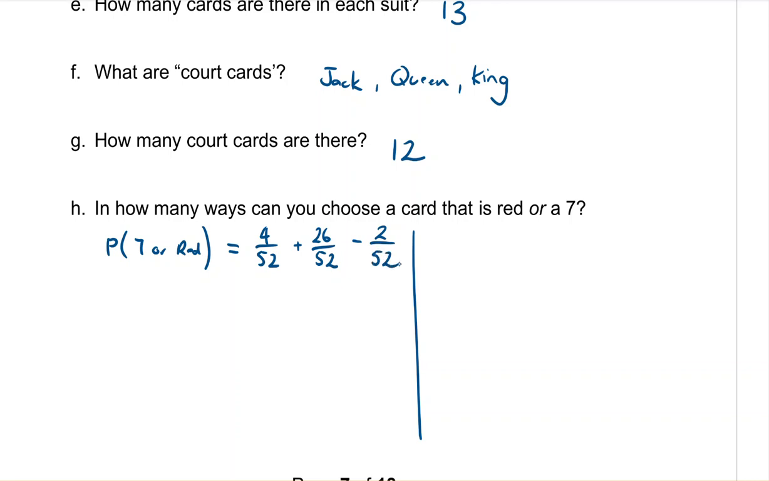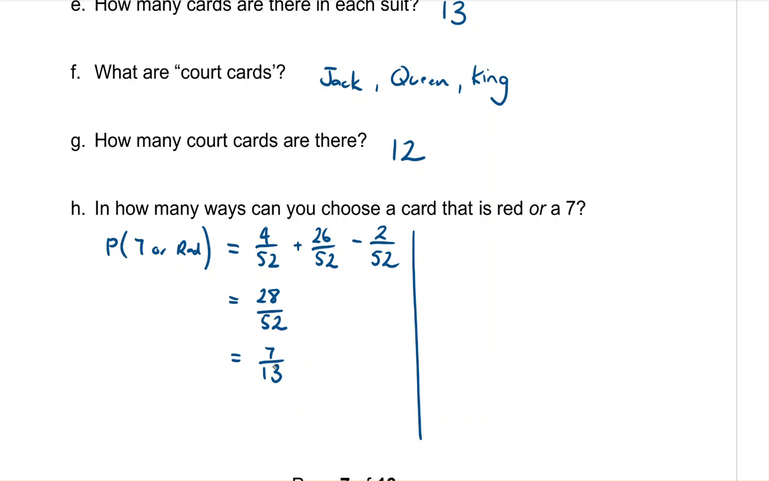Now, you can use your calculator for that if you wanted to, but because all the denominators are the same, you just have to go 4 plus 26 minus 2, which is 28 over 52. And then you simplify your fraction by dividing by 4. You can divide top and bottom by 4, which gives a 7 out of 13 chance of that happening.